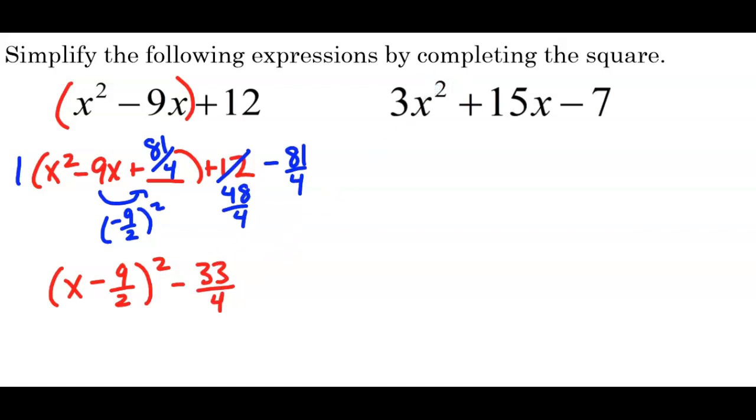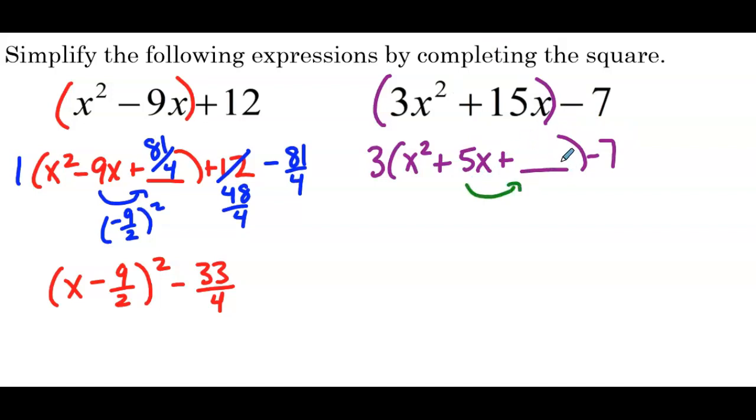Perfect. Okay, last example. 3x squared plus 15x minus 7. So we put a set of parentheses around the first two terms, 3x squared plus 15x. We're going to factor out the 3 so that x squared has a coefficient of 1, and then minus 7. So to figure out the value that makes a perfect square trinomial, we're going to take half of 5 and square it. So that's 25 over 4. To figure out what we have to balance the expression by, we have to think about distributing the 3. So that's going to be minus 75 over 4.